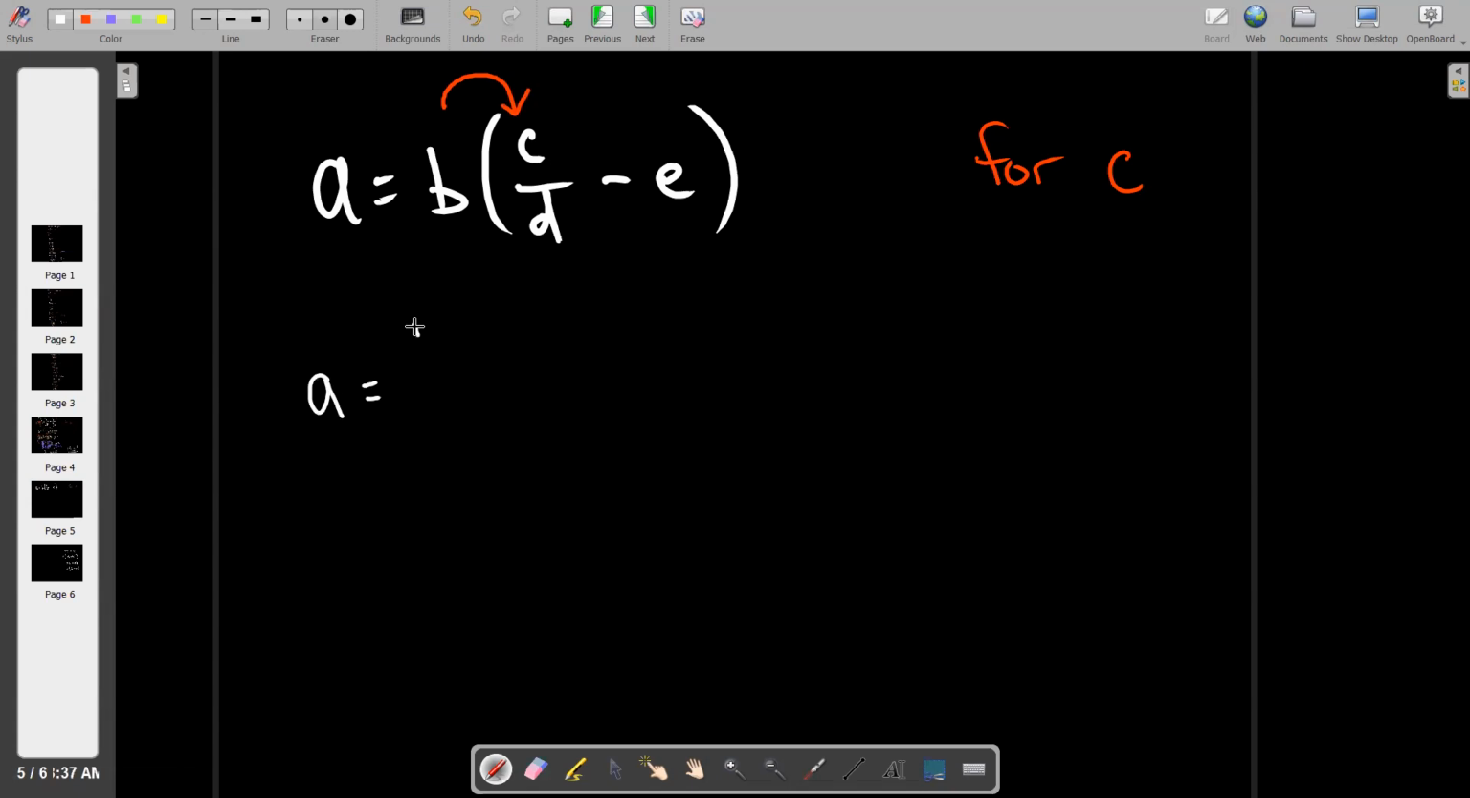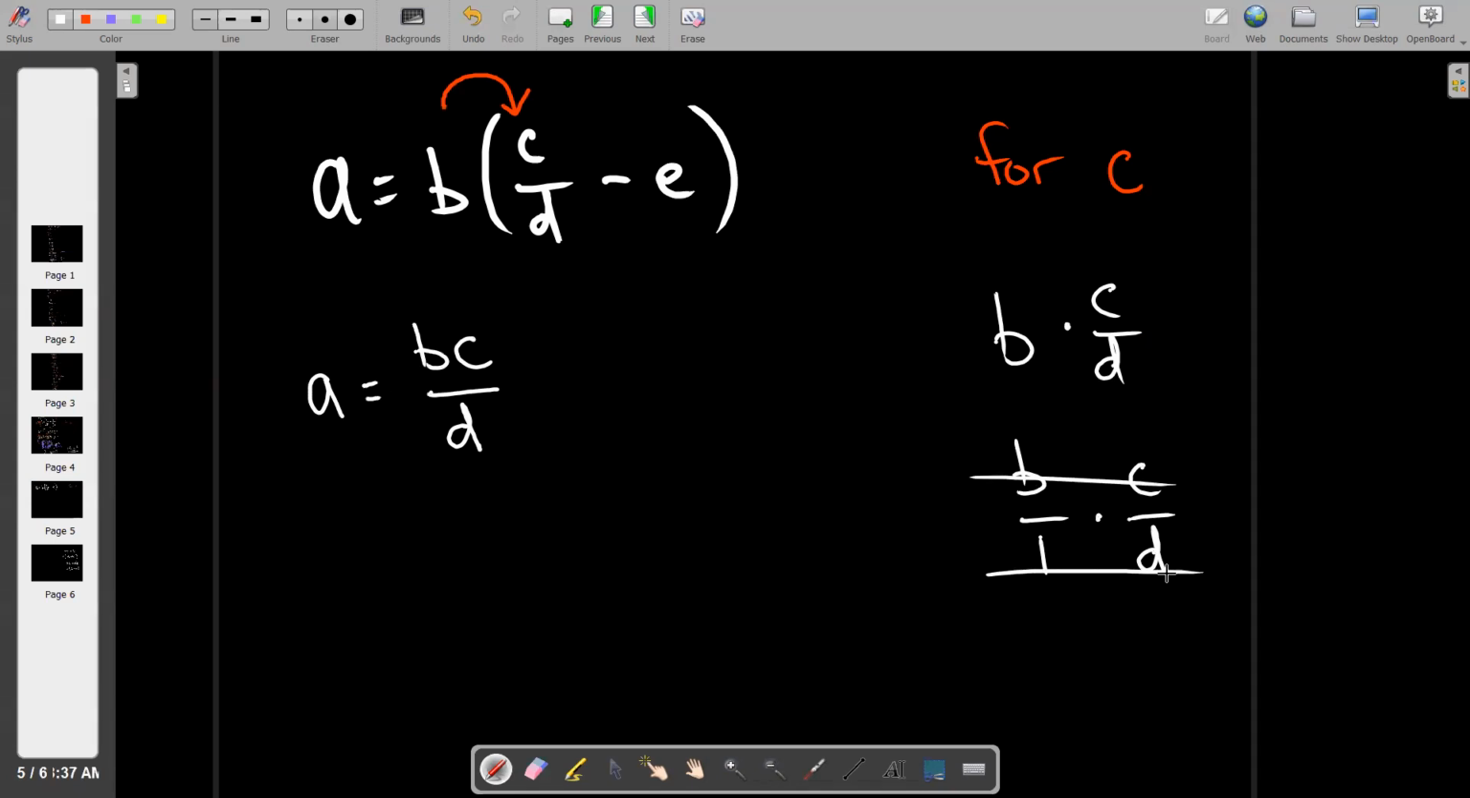The answer to the first one is BC over D. Because B times C over D is B over 1 times C over D. And that's why we get BC over D. You can't double distribute a whole number like that. And then, of course, follow the purple arrow. This one's easy. What is the purple arrow equal? Minus. We're almost there.